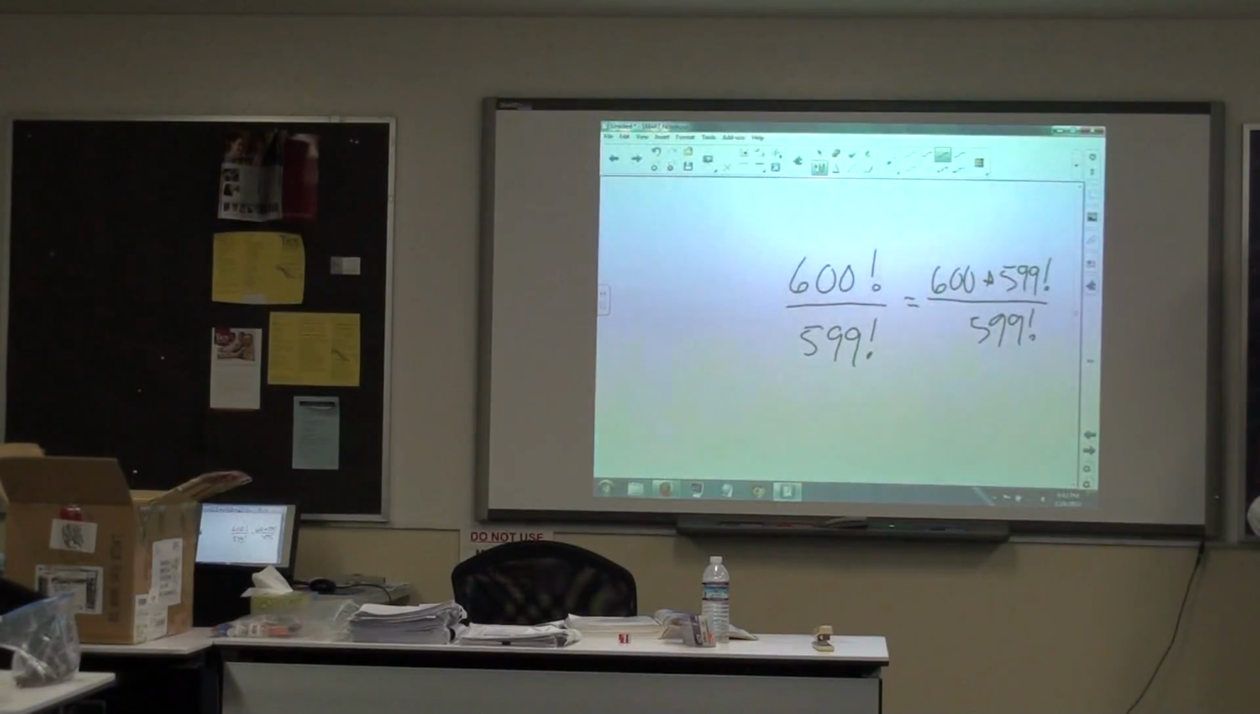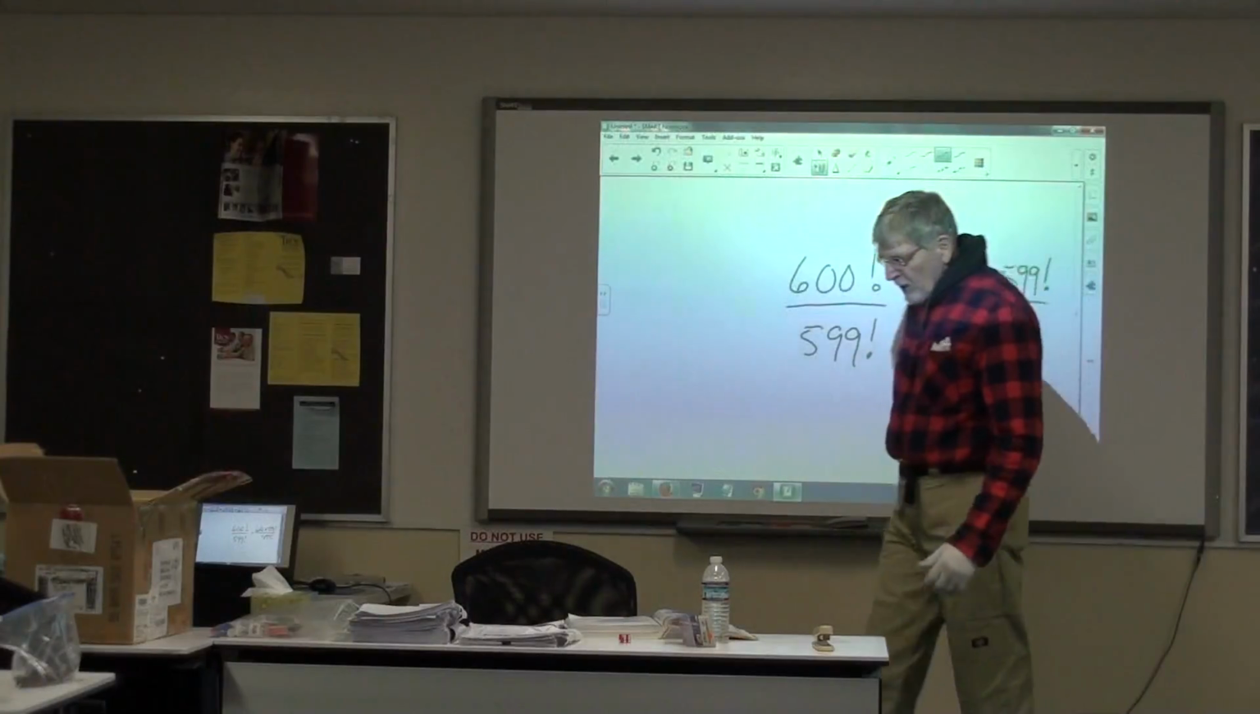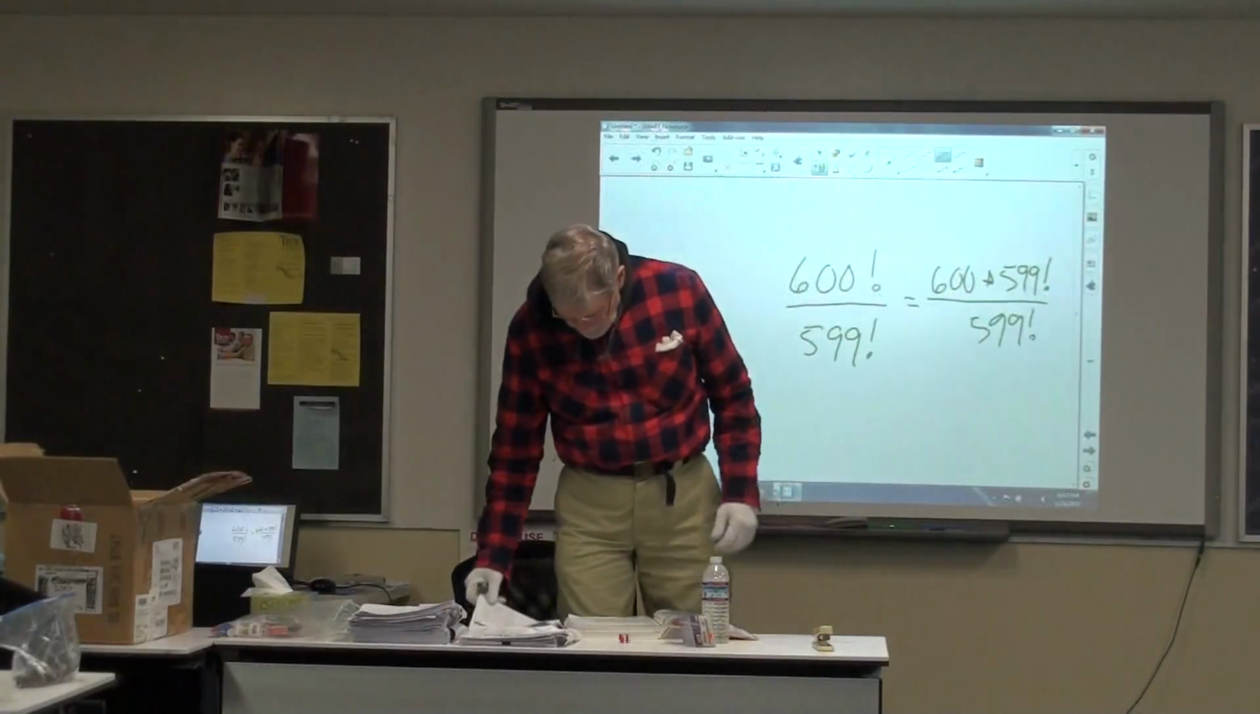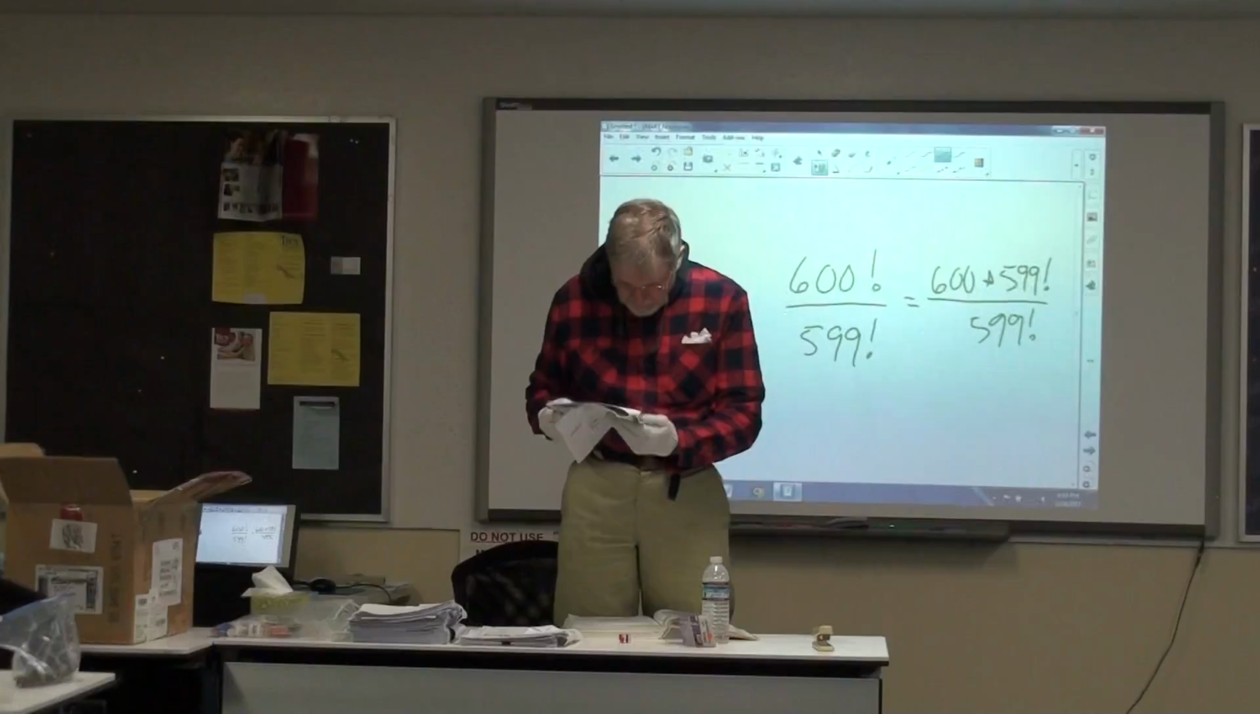600. Now, for people that didn't want to think before they jumped, they're going to punch in 600 factorial, if your calculator will do it, which it won't. Then punch in 599 factorial, which your calculator also won't do, and then do the division. Or you can just think a little bit. So let's have your choice of whether you want to plunge or think.